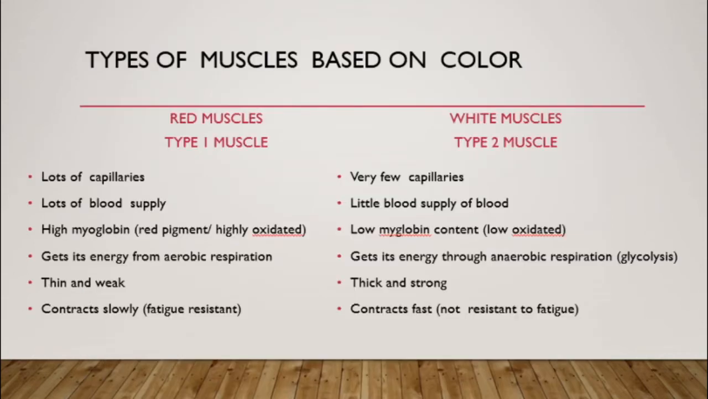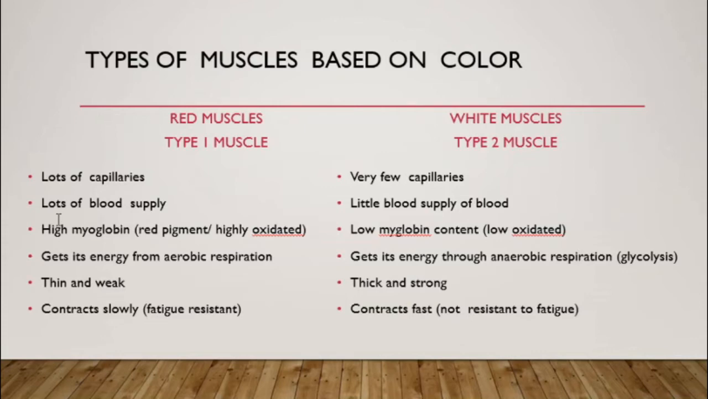Now, there are also types of muscles based on color. So we have the red muscle and the white muscle. Red muscle is also known as the type 1 muscle, while white muscle is also known as the type 2 muscle. Now these two types of muscle fiber will be compared based on number of capillaries, because in the red muscle there is a lot of supply of capillaries, while in white muscle there are very few capillaries.